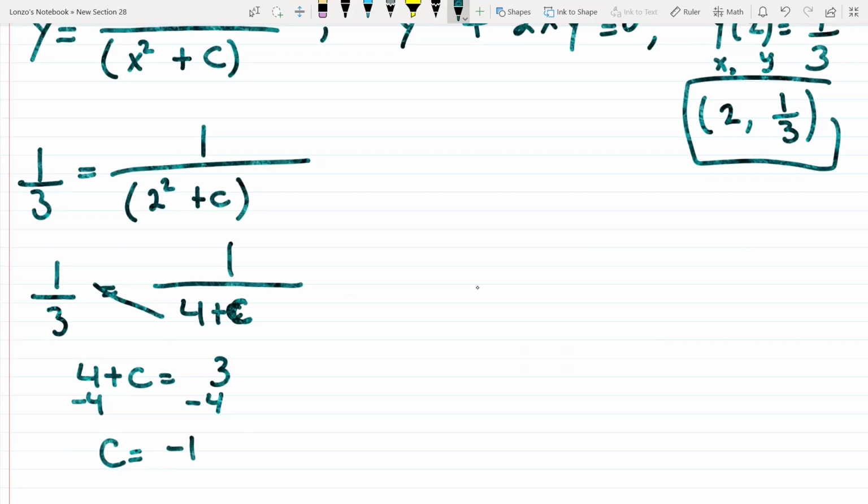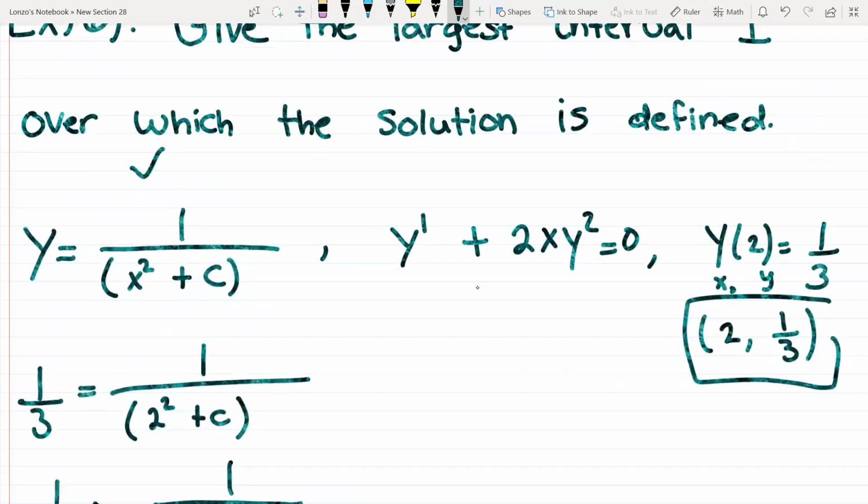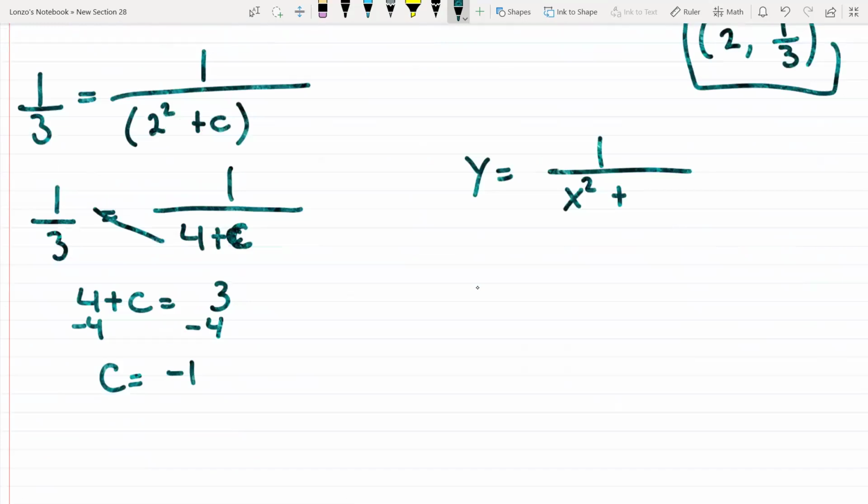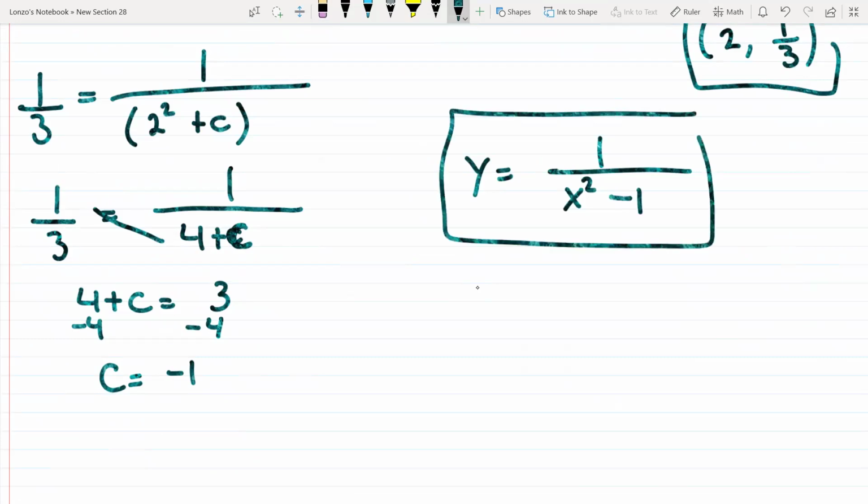Now we can plug it back into your original equation. So it's going to be y equals 1 over x squared plus my c value, which is -1. So instead of putting plus, I put -1. Okay, I'm going to box it. That is not our answer. Remember, they're asking for the largest interval. So what you would do is find the domain of this equation.